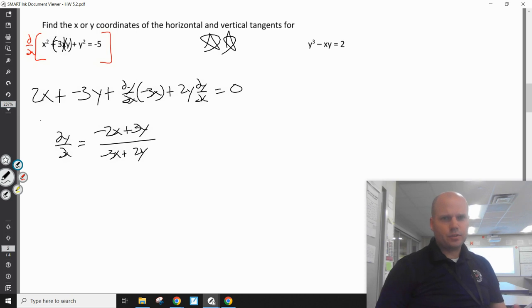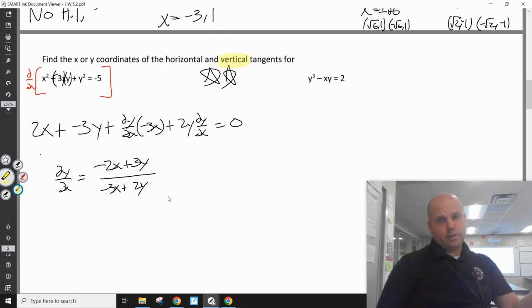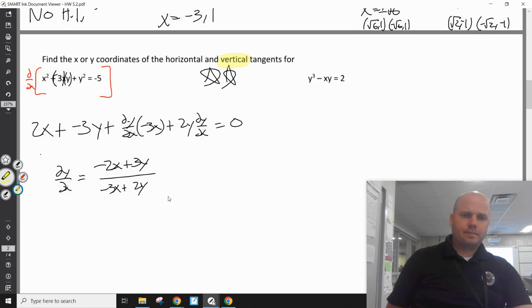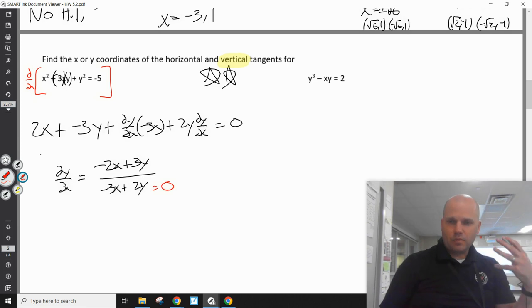Let's just pick one. Let's just stick with vertical tangents. It'd be too much if we did both. I don't have that kind of time. Neither do you. Vertical tangents, bottom equals 0. Not an easy thing to find.